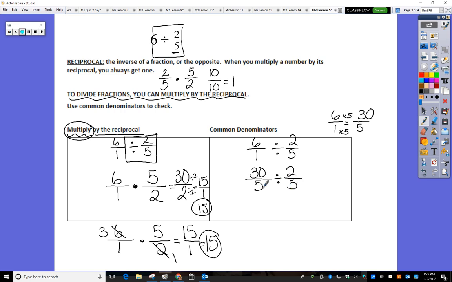When dividing with common denominators, remember the denominators give you 1. 5 divided by 5 is 1, so I can just cancel that out. And I'm going to put my first numerator, 30, over my second numerator, 2. And then I have to simplify it. So I can either do 30 divided by 2, which is 15, or I can do the same method I did over here where I divided both by 2. So no matter which way we did this, we ended up with 15, including with the model as well. All right, let's look at another example.